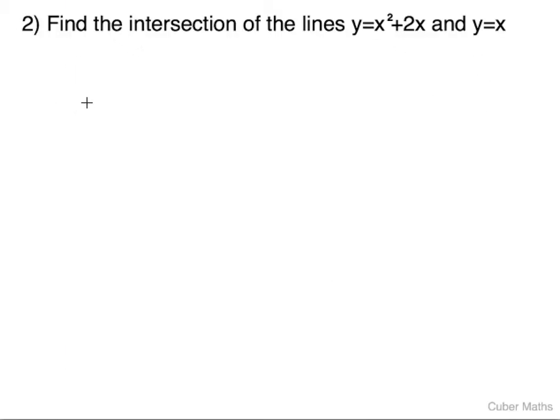So we have our second problem. It says find the intersection of the lines y equals x squared plus 2x and y equals x. So again, they both equal y, so we can just set them equal to each other. So x squared plus 2x is equal to x.